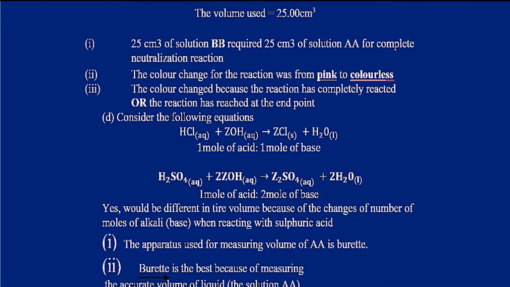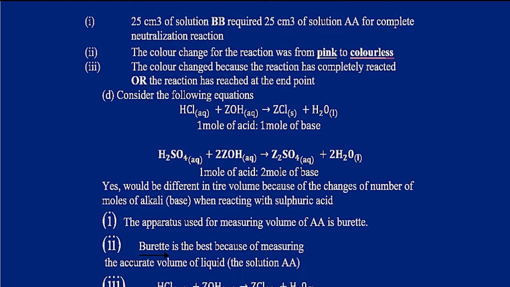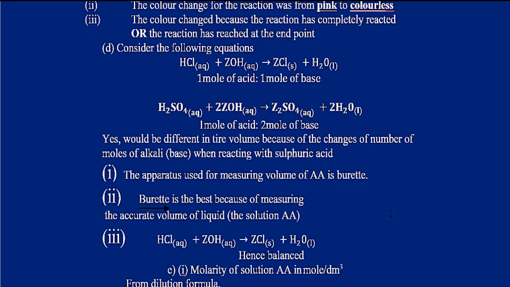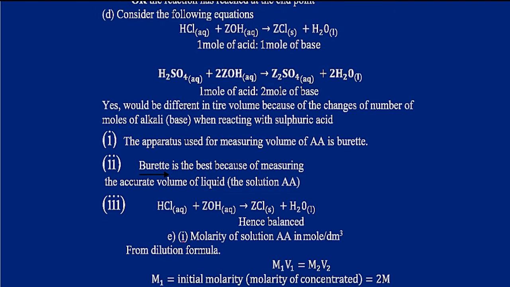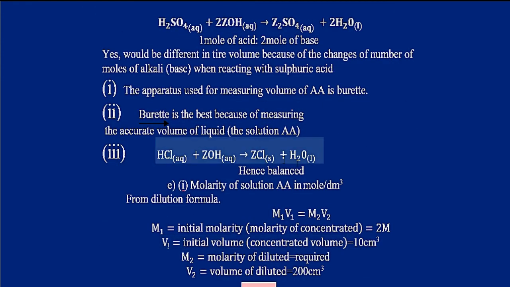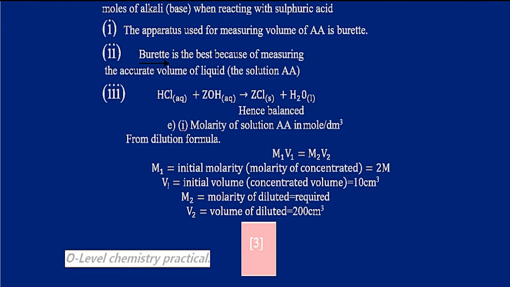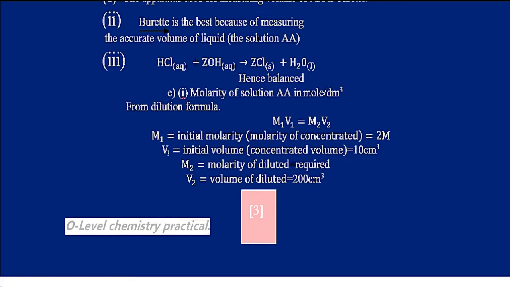Write the balanced chemical equation according to our titration. That is our balanced chemical equation, and you are supposed to write it this way. Then calculate the molarity of solution A in mol per dm cubed. According to our data, 10 mL of 2 M was diluted up to 200 mL. So there is a dilution concept. To get the molarity of the diluted solution, we are supposed to use the dilution formula. That is the dilution formula you see here.